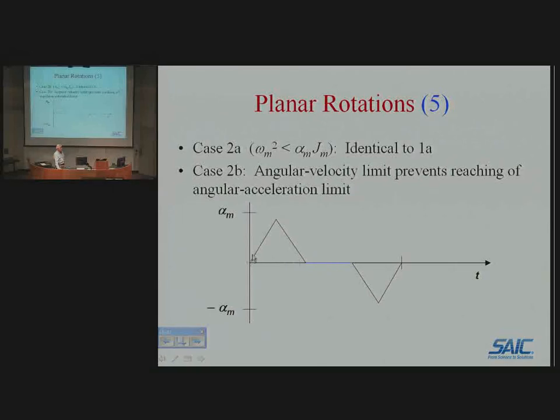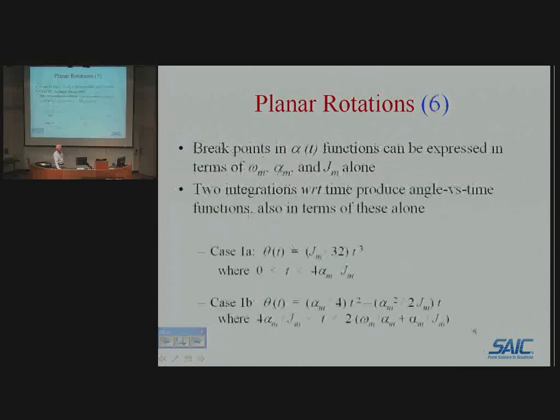The slopes of these things are the jerk limit. It turns out that all of these break points that you see in every one of these maneuvers can be determined entirely in terms of these parameters alone. You can get them by simple algebra. So two integrations with respect to time produce angle versus time characteristics that are also in terms of these limits alone. And in fact, I've shown you what the expressions look like and also the time limits on the range of validity in terms of time for each of them.